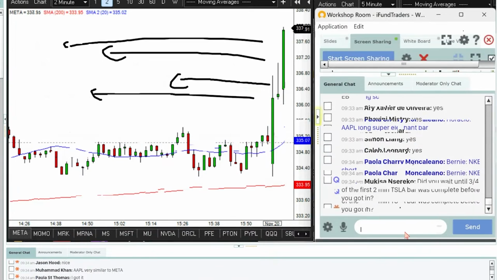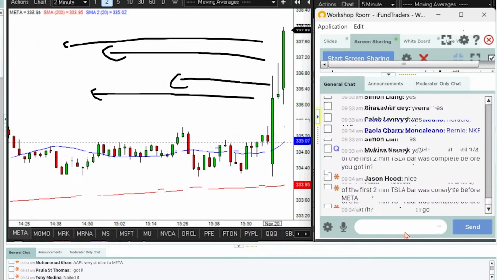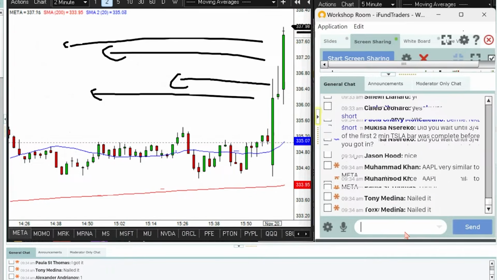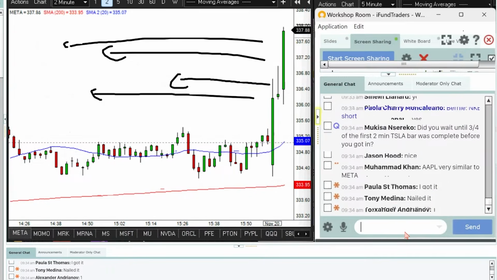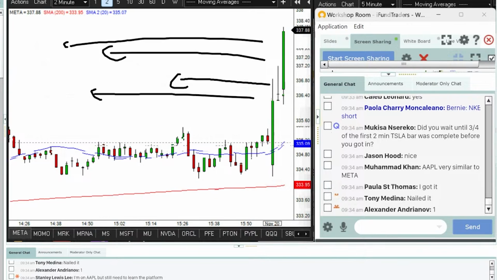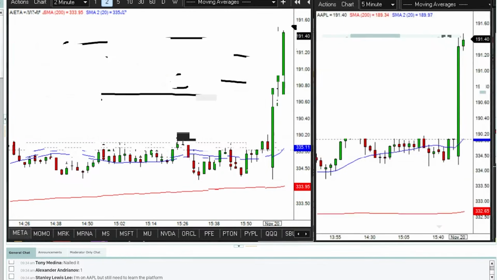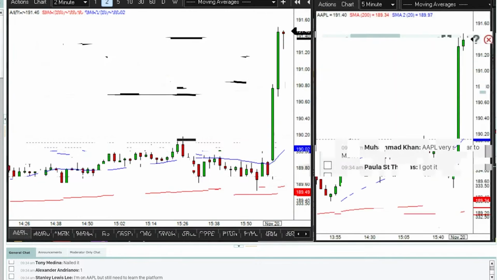Who has Meta, guys? Who's making money on Meta this morning? Talk to me. Anybody making Meta? Paula's got Meta. Yes. Tony nailed Meta. Nice. Alexander nailed it. Nice. I love it. All right. I know it's a little high price for some of you, but some of you are able to. This thing is rocking.